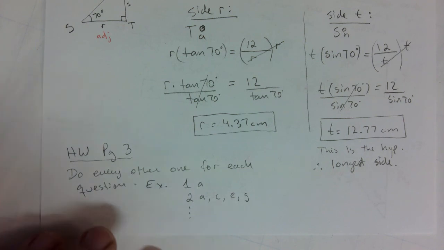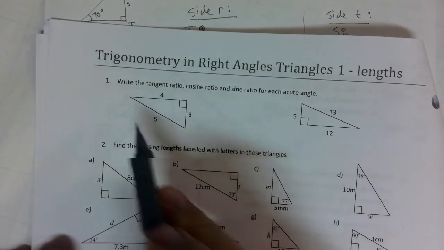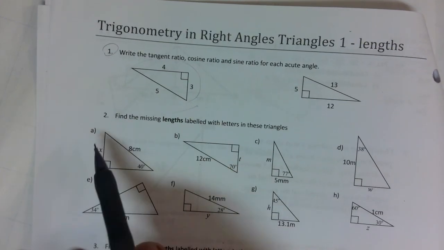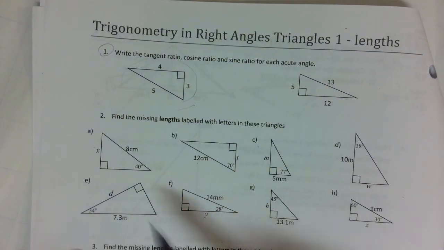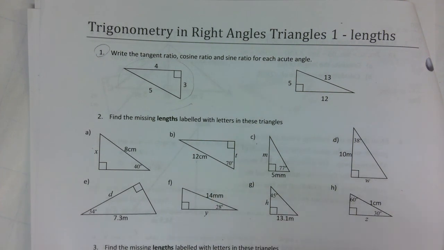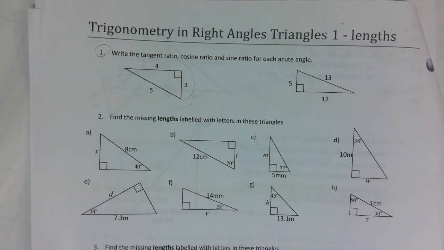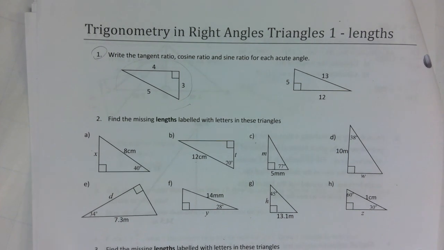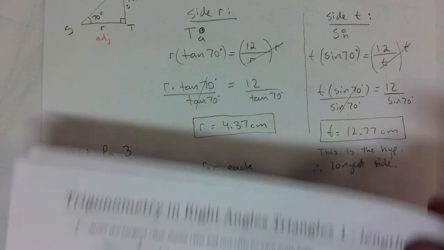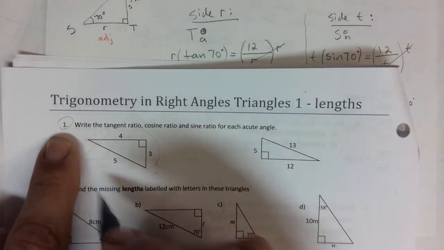Okay, so this is page 3 right here. Question 1, just do the first one here. Question 2, do A, C, or whichever combination you want. You're your own boss. You've got to figure out, what do I need to succeed? Do I need to put in extra time, or do I have enough time as is? And the key is at the back. Remember that.